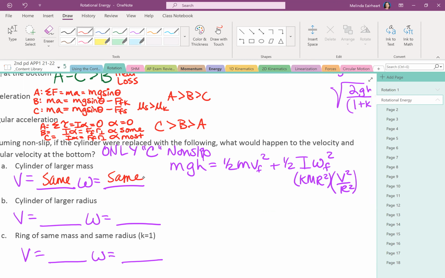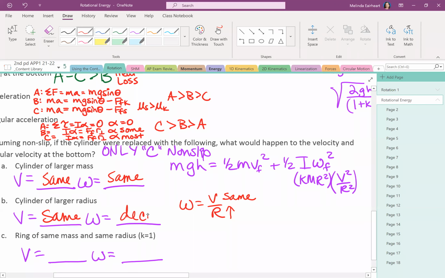What about a cylinder with a larger radius? If I was to plug everything in and solve for v final, what would we get? Radius cancels, so same. However, when you keep it in omega terms, you can use the non-slip equation that omega equals v over R. If I have a larger radius but the same numerator, what kind of angular velocity are we going to get? Less, so smaller. So decrease.